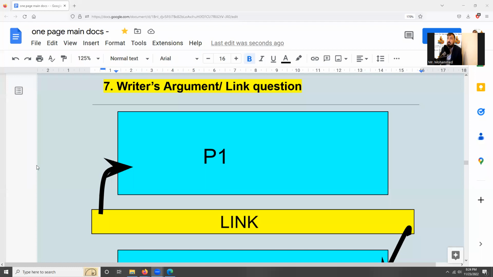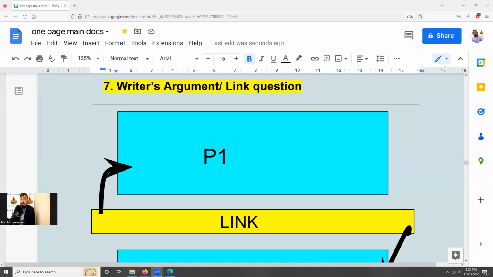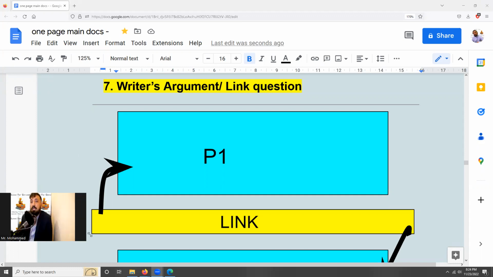Okay, so what we're going to look at now is the link question, which is also known as the writer's argument question. And yes, we're going to get to that right now. Okay, so get ready. The link question, or the writer's argument question, asks us to look at different parts of the text and then to basically say how they're linked, just like the name tells you.